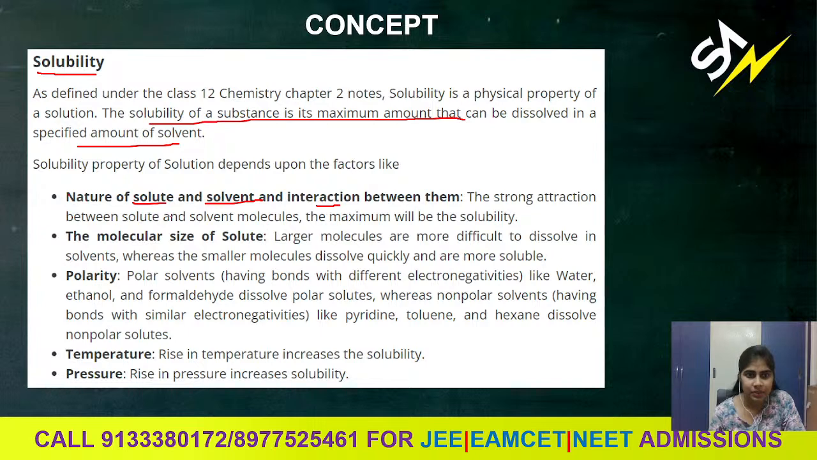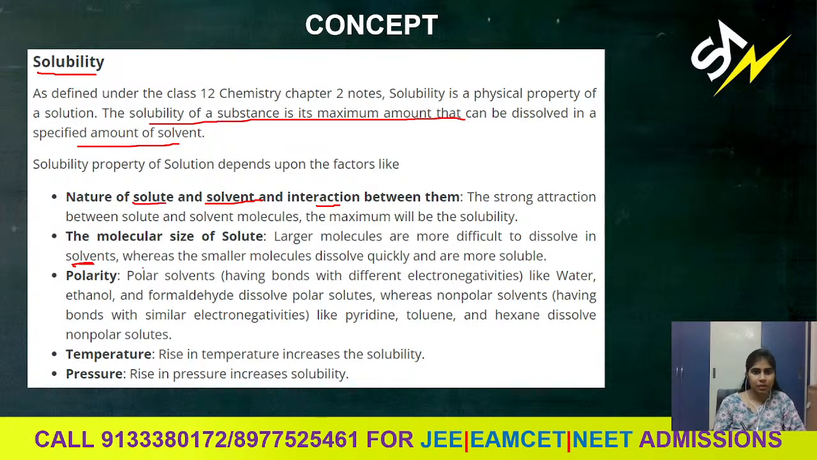So the strong attraction between solute and solvent molecules will give the maximum stability. And next, the molecular size of the solute. Since to form a solution, a solute molecule must form a new bond or mix with the solvent molecule, the size of the molecule is also a dependent factor. Larger molecules are more difficult to dissolve in solvents. If the molecule size of the solute is larger than the solvent, it is difficult to dissolve, whereas smaller molecules dissolve more quickly in the solvent.